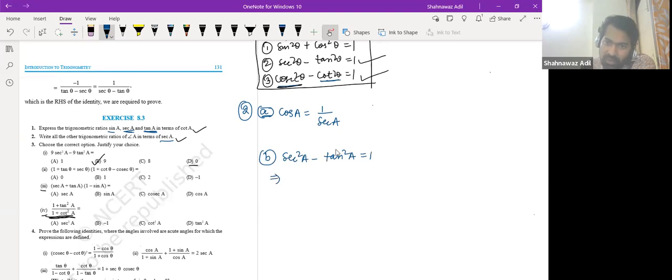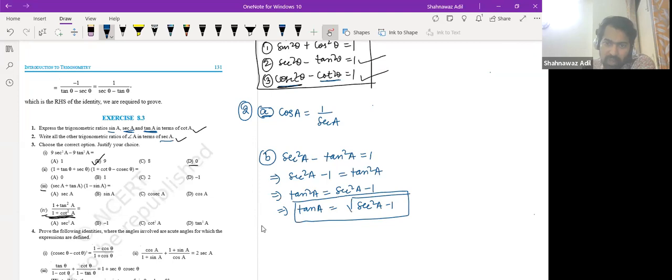So sec square A comes on the left hand side, 1 plus tan square A. So tan square A is how much? This is sec square A minus 1. So tan A is the root of sec square A minus 1. Wait, don't we put sec square A minus 1 equal to tan square A? Don't we put the minus 1 as plus 1? Tan square A plus 1.